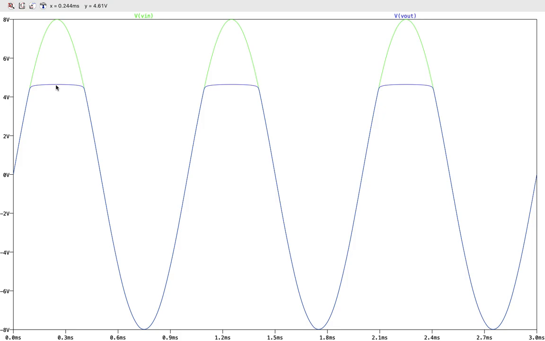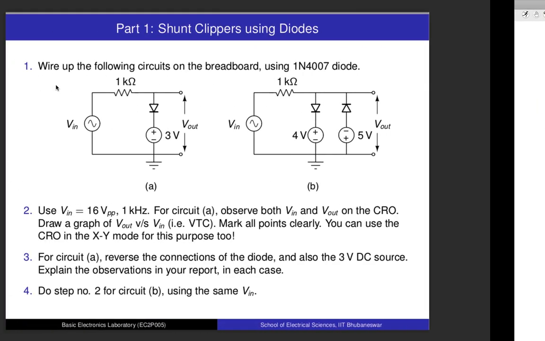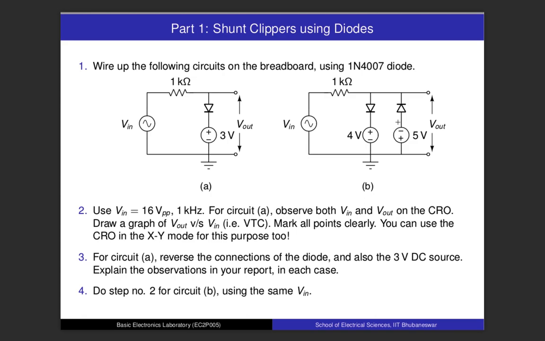Is it clear? No doubt, right? Till this point is clear? Yes, sir. Okay. So whenever you go for this kind of circuit, you'll get clipping in both directions. Depending upon what voltage you give here, the clipping will happen at that place. So that's why you're supposed to do it for part B.